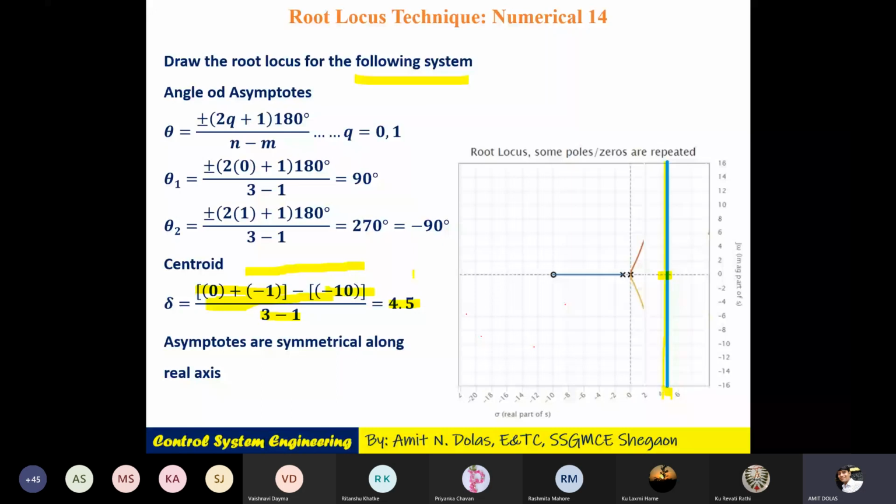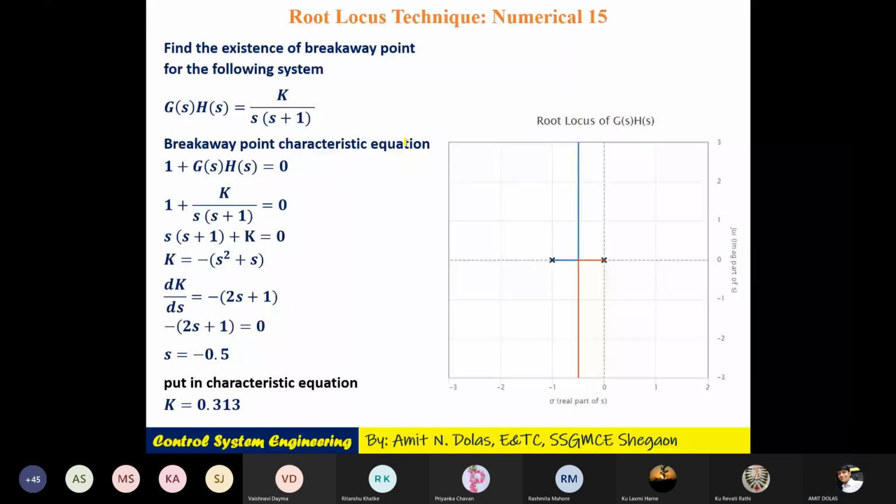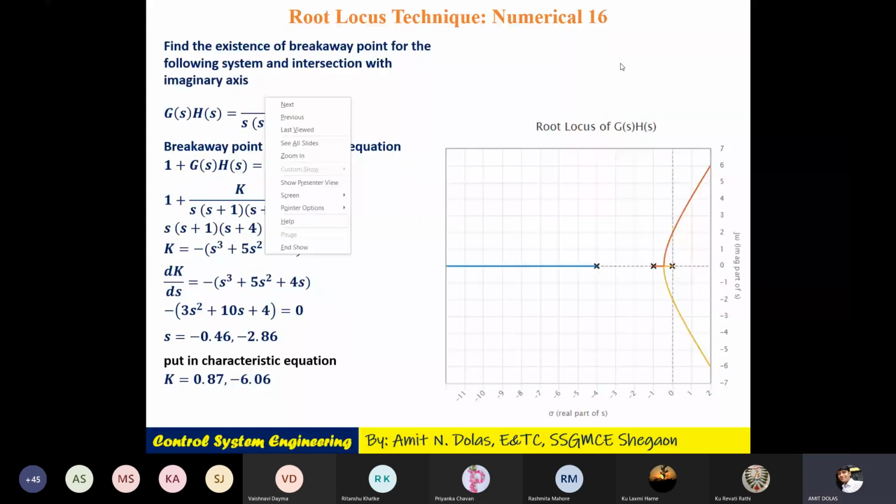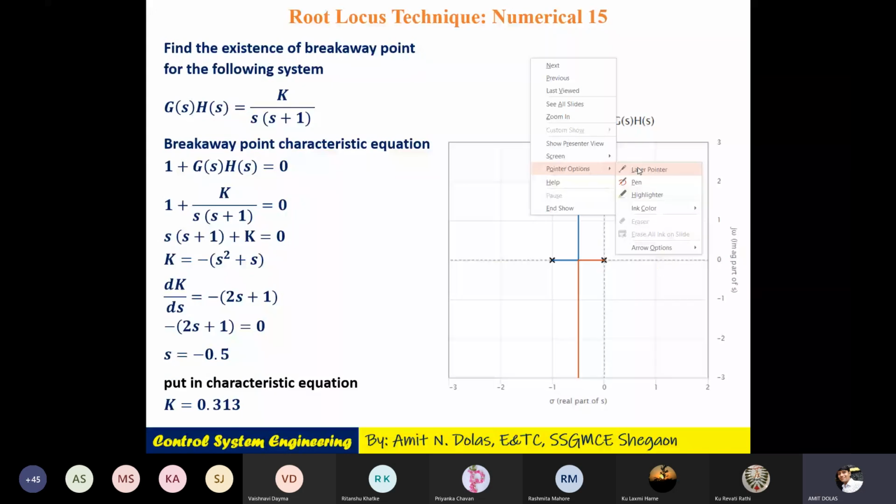Example number 15. This is the transfer function given: K upon s into s plus 1. You can directly, it is very easy now. The number of zeros is 0, and poles are 2: s is equal to 0 and s is equal to minus 1.